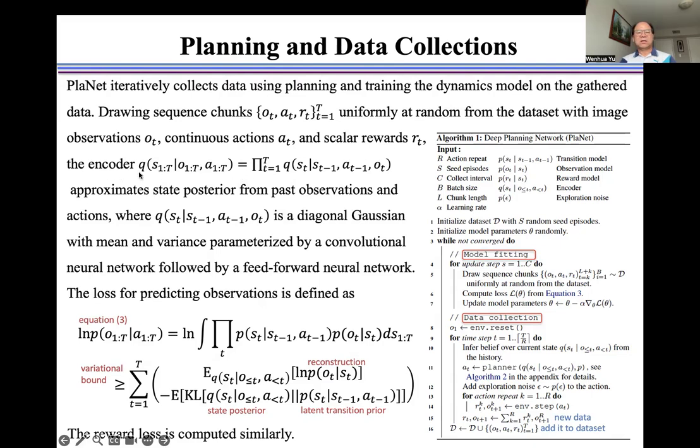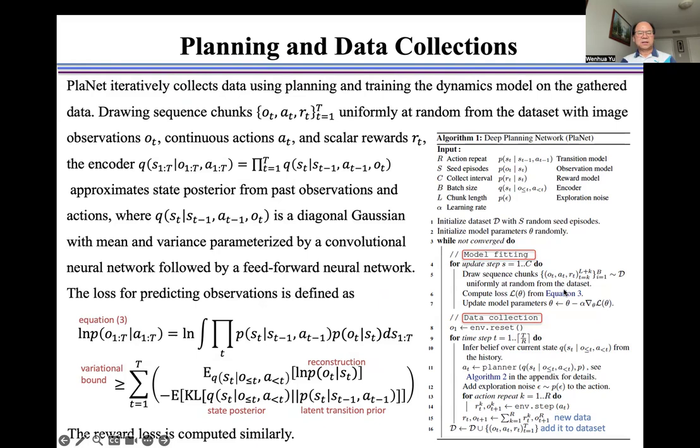The encoder q approximates the state posterior from past observations and actions, where q is a diagonal Gaussian with a mean and variance parameterized by a convolutional neural network followed by a feed-forward neural network. The loss for predicting observations is defined as here. This is equation 3.